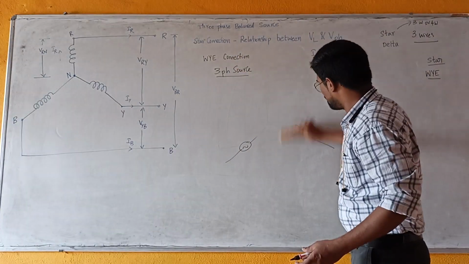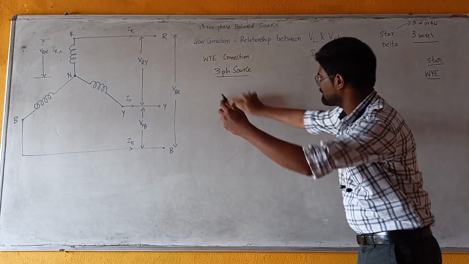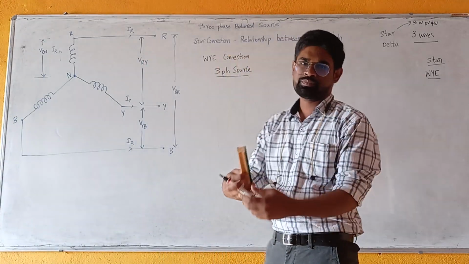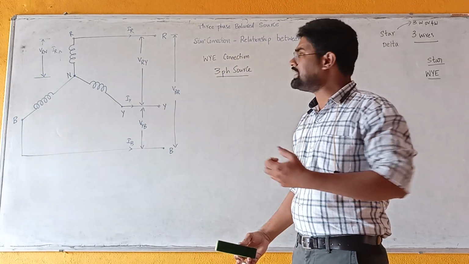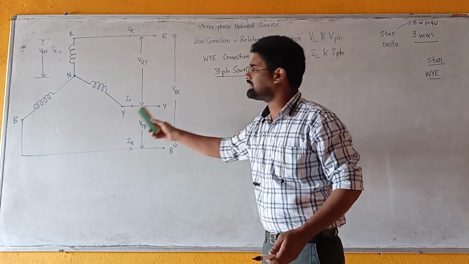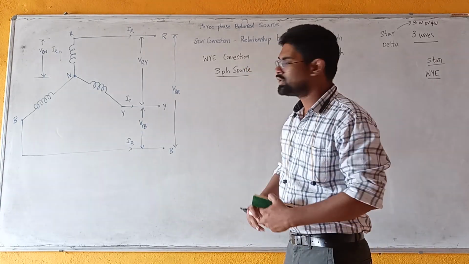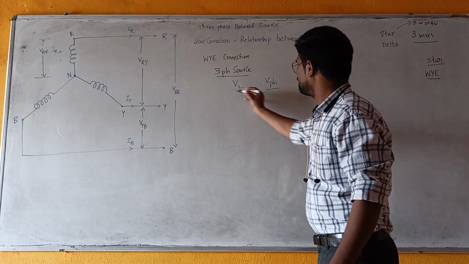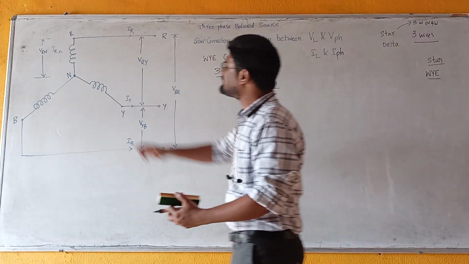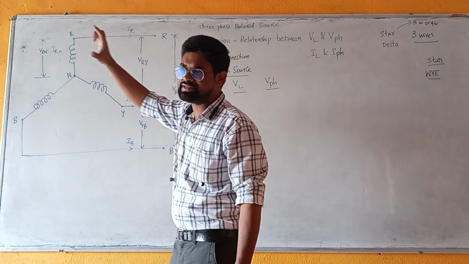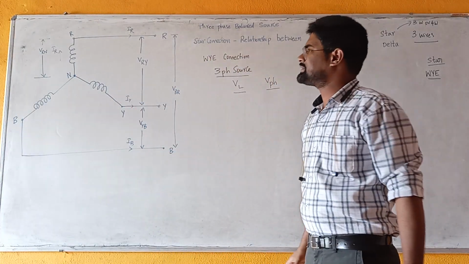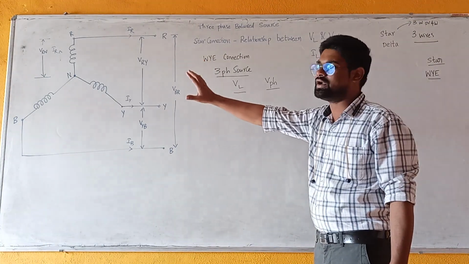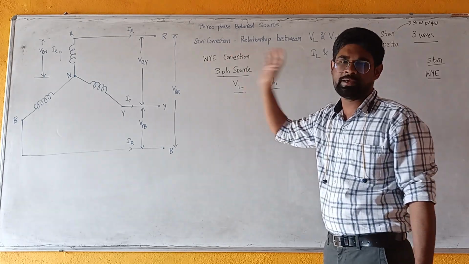Now the question is, why do we use star type of connection for alternators? Because if you consider the star type of connection, we have two types of voltages: line voltage and phase voltage. Across each coil there is less voltage, so the winding is stressed with less voltage. So we use three-phase alternators as star type of systems.